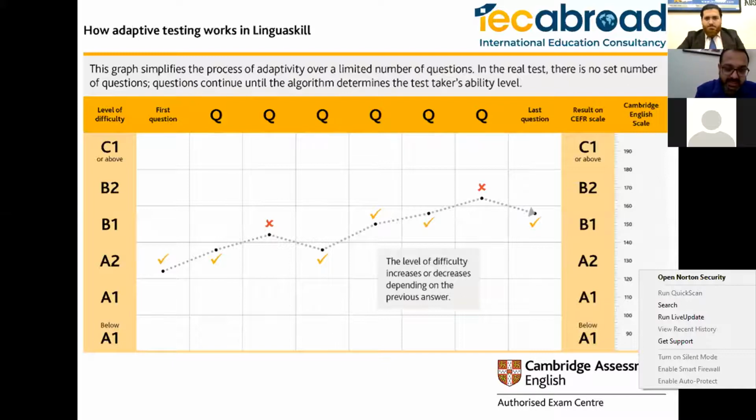Yes, Linguaskill starts testing from CEFR level A1 and jumps depending on the student's skills. If a student gives the correct answer, it takes you to the higher level. Completely computer-based, completely AI involved. This is the adaptive test, which takes you from the lower level up to the C1 and C2 level.